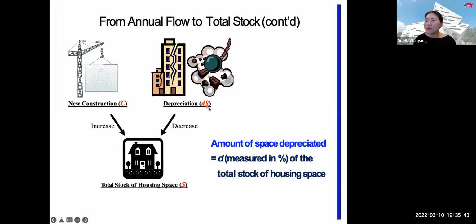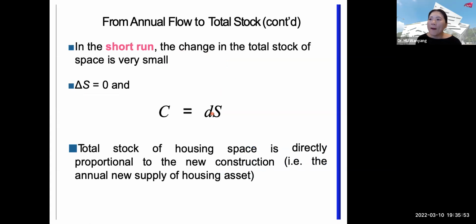Okay, so this is the D. D is the amount of space. Sorry, D multiply S. This is the amount of space depreciated. But in the short run, as you can recall, when we draw the supply and demand curve in the short run in the housing market, the S is actually vertical. It means that S does not change, meaning that delta S equals 0 in the short run. This is an assumption.